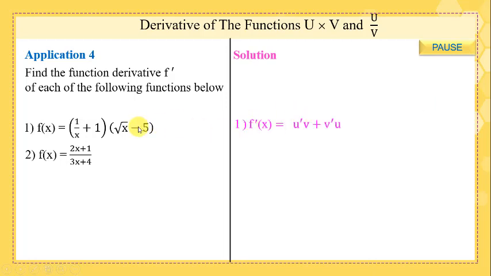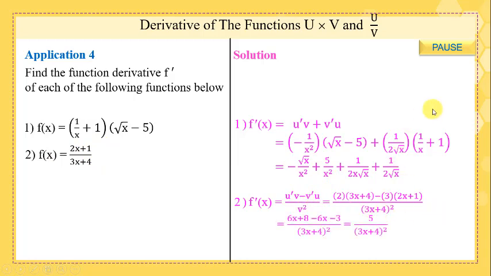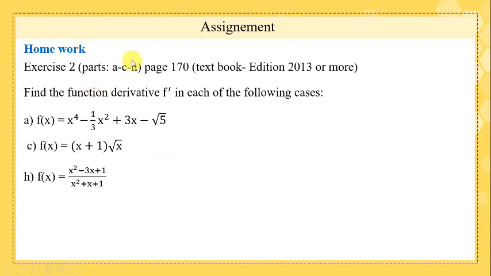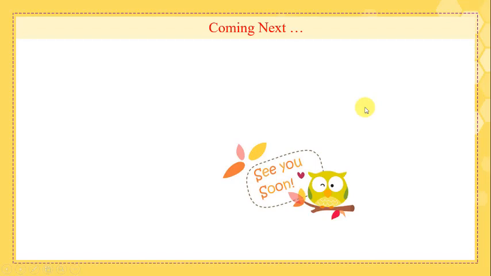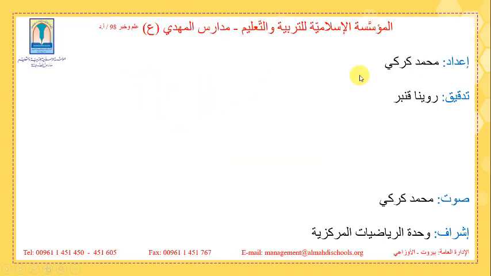Okay. We apply the rule u prime v plus v prime u and do the calculations. And here we apply the rule u prime v minus v prime u over v squared and do the calculations. Summary. Focus on these rules and do the following assignment. And coming next, because we haven't finished all the rules, derivative of u power n, derivative of 1 over u and radical u. Thank you, dear students.